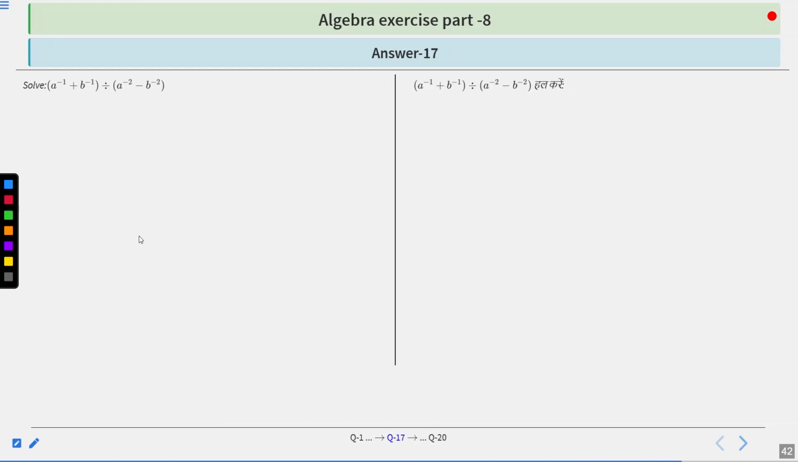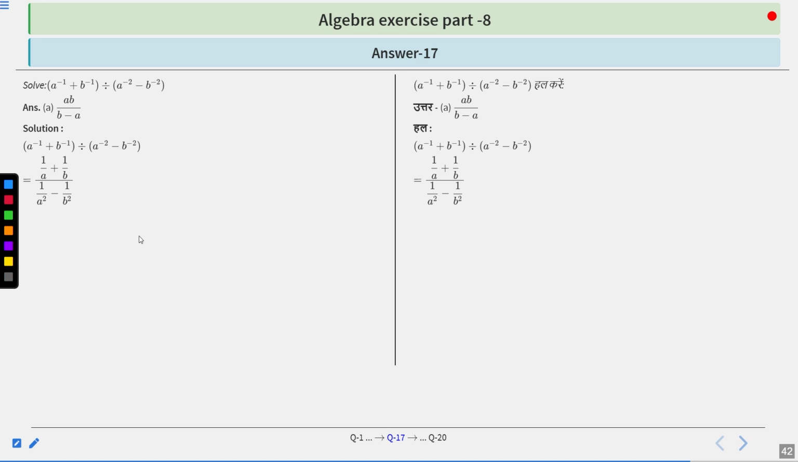So we have to solve a raised to power minus 1 plus b raised to power minus 1 divided by a raised to power minus 2 minus b raised to power minus 2. The answer to this question is option number A, ab upon b minus a. Now let's have a look at the solution of this question. We were given a raised to power minus 1 plus b raised to power minus 1 divided by a raised to power minus 2 minus b raised to power minus 2.